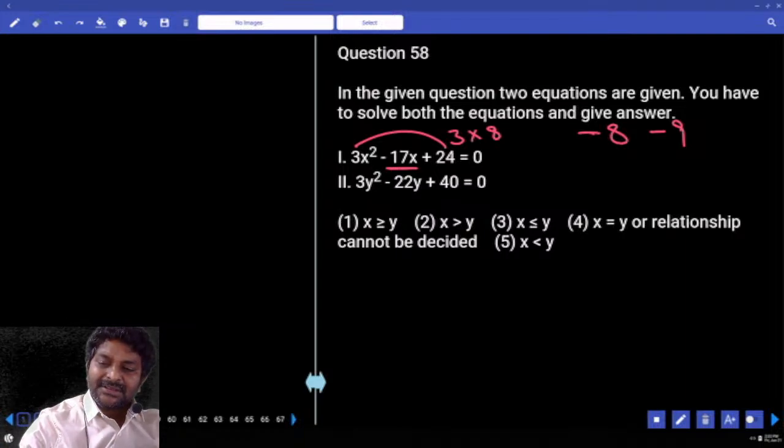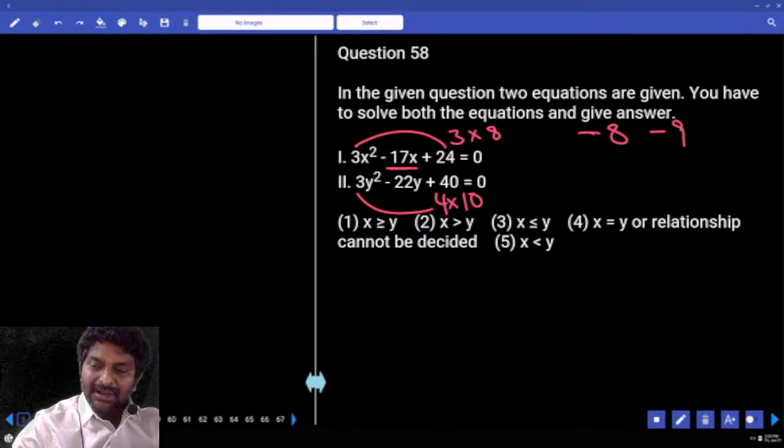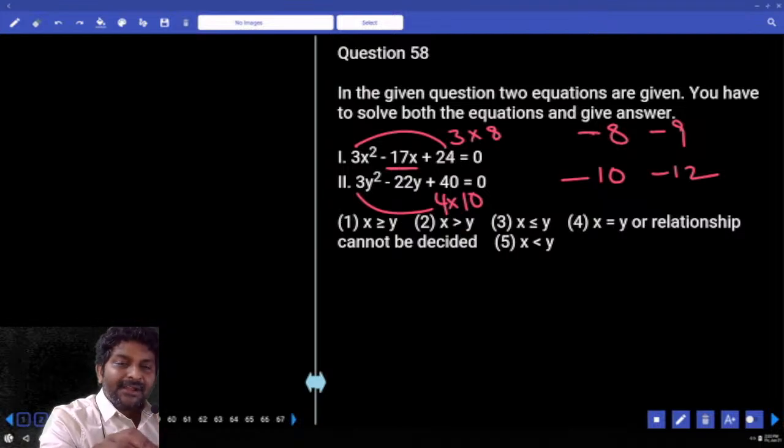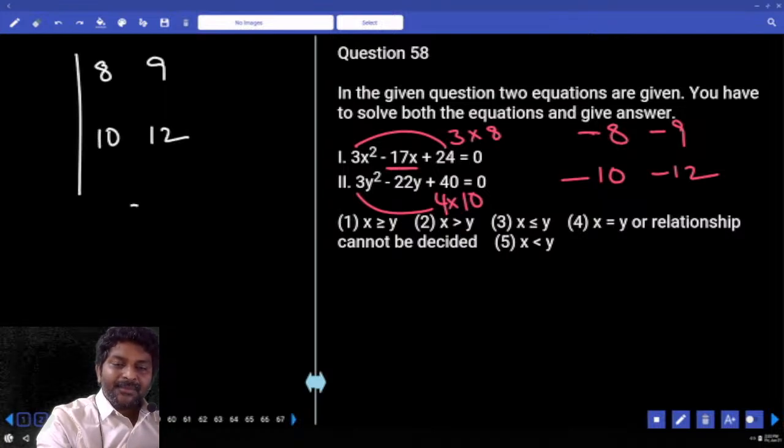4, 10. Yes. 40 can be written as 4 into 10. 3 into 4. And the other number 10. Minus 10, minus 12 is a combination. Now factors are 8 comma 9. 10 comma 12. X is less than y.